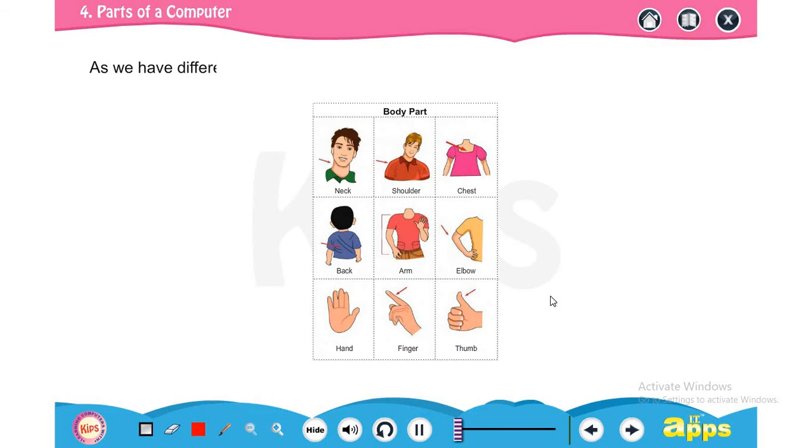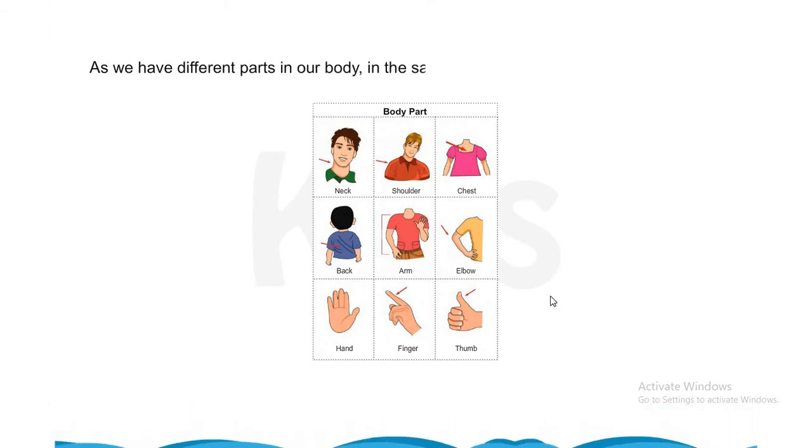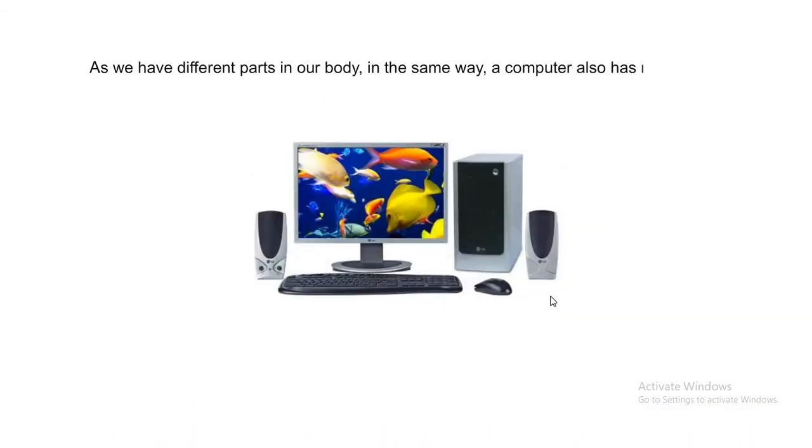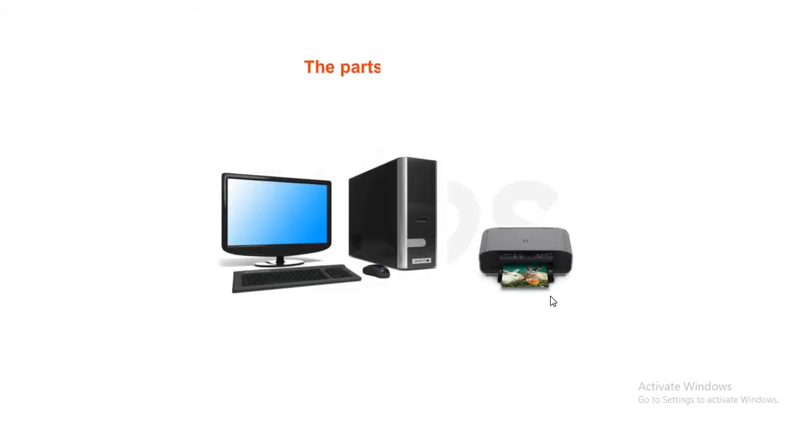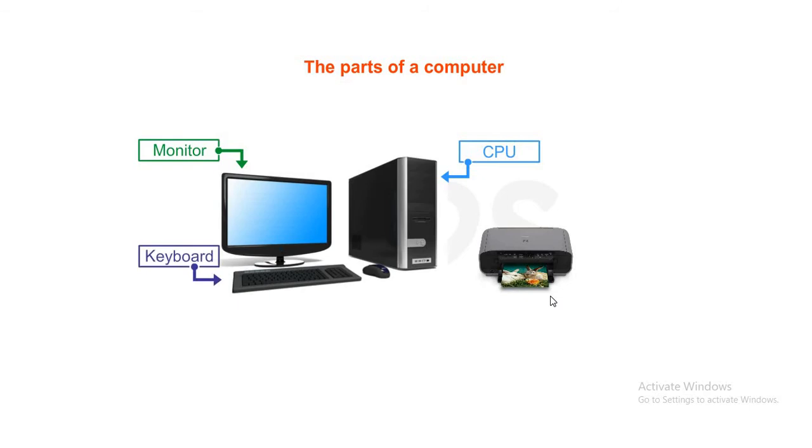As we have different parts in our body, in the same way a computer also has many parts. All these parts work together to do any work in a computer. The parts of a computer are monitor, CPU, keyboard, mouse, and printer.